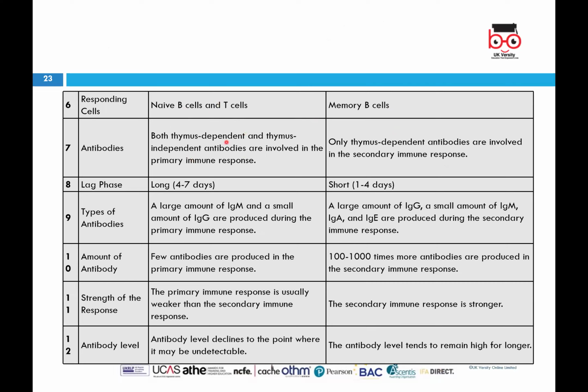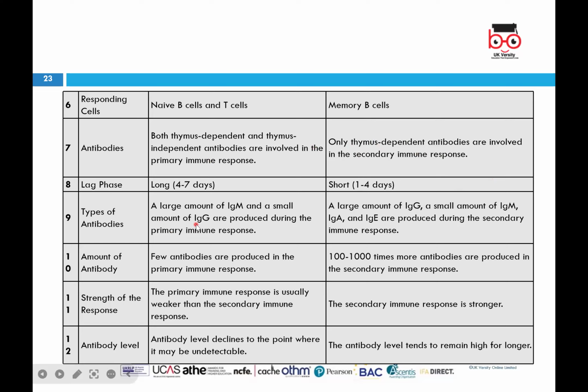So it's the thymus that is mainly responsible for the primary response, the thymus dependent and thymus independent antibodies. Whereas in the secondary response, it's only thymus dependent antibodies. Okay, thymus is a gland in your neck. So in the primary response, it's thymus dependent and independent antibodies. In the secondary response, it's just those antibodies that are thymus dependent.